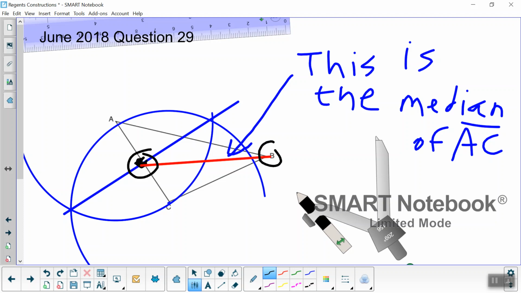And maybe label it, because you'll have this extra line over here. I'm marking it off in yellow. You don't want it to accidentally be considered your median in the answer. And say this is the median of side AC, segment AC. And that's the end of question 29. It's construction. On to question 30.